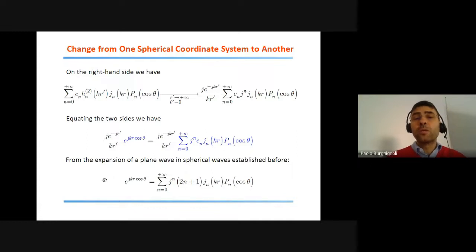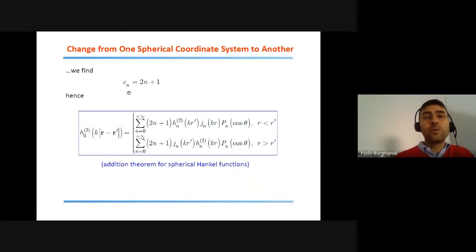which provides the result, because we can now employ the expansion of spherical waves that we derived before, and is reported here at the bottom. And then we can equate the two expansions, thereby finding by orthogonality the coefficients C sub n, which are very simple. They are just 2n plus 1.